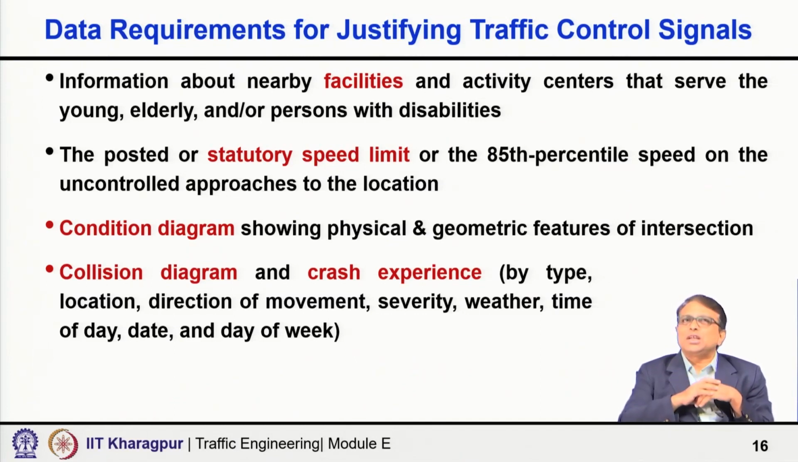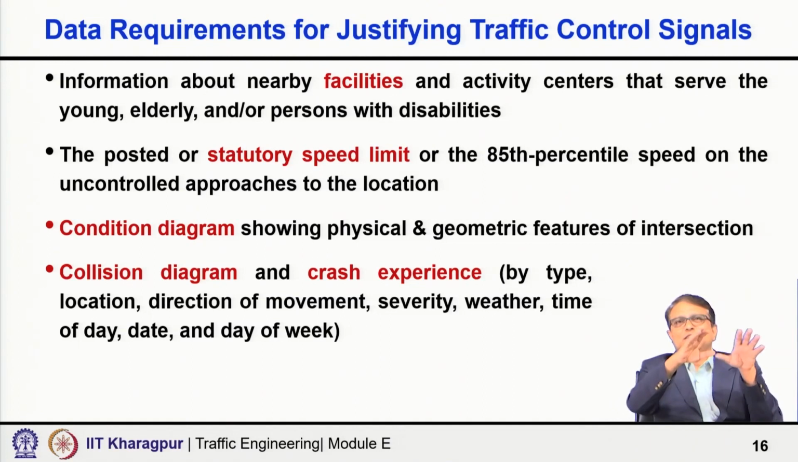The posted or statutory speed limit, and if that is not available, then you can calculate the 85th percentile speed on the uncontrolled approaches to the location. Then you also require a condition diagram showing all physical and geometric features of the intersection. The complete details are available in the condition diagram.